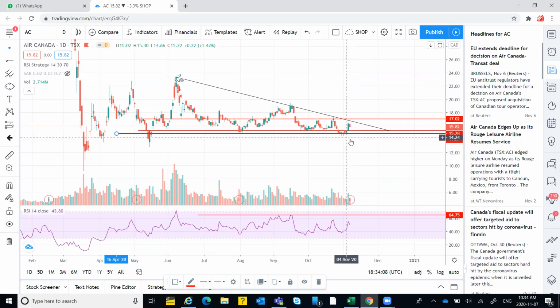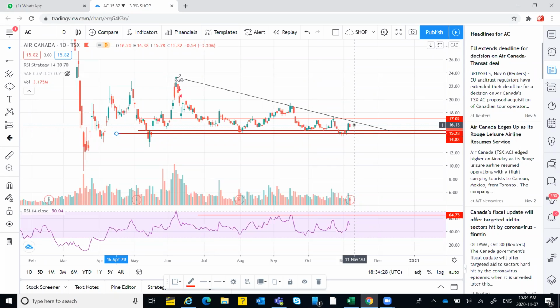these days. Previously it hit 17, now maybe the next resistance is at 16, and then eventually the second resistance will be 17. So it is in a range between 15 and 17, moving within this based on the technicals.